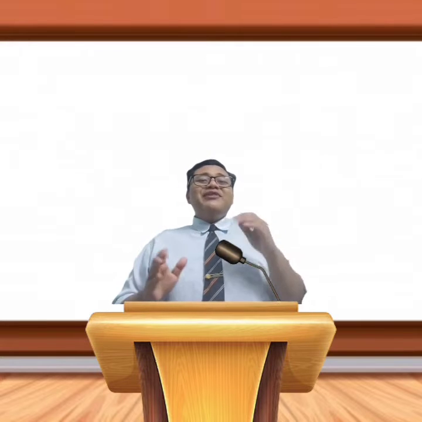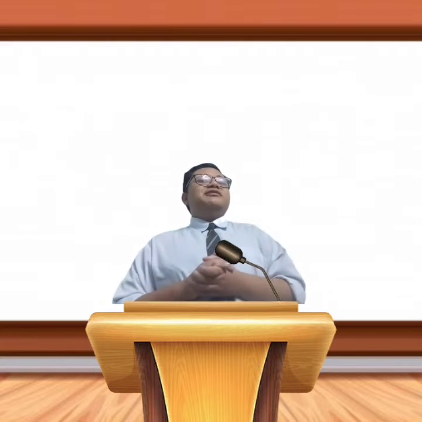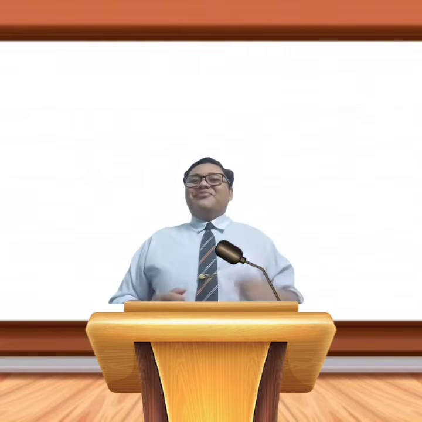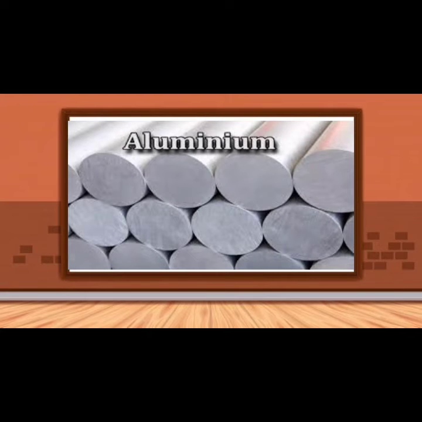Does anyone know why we use aluminium as the main component in the making of the aircraft body? Who can explain to me where aluminium is gained from? Me, sir. Aluminium is extracted from bauxite, an impure aluminium oxide that also contains titanium and silicon oxide. Then, for obtaining pure aluminium from the bauxite, the impure aluminium oxide needs to undergo the purifying process called the Bayer process. Good job, Sarah.